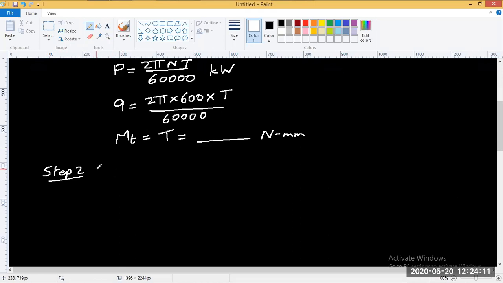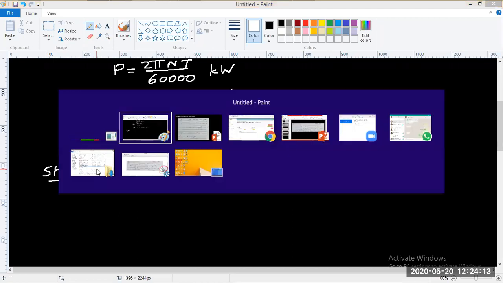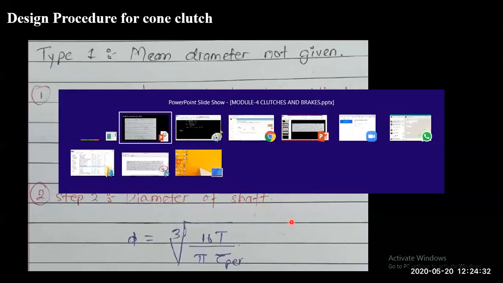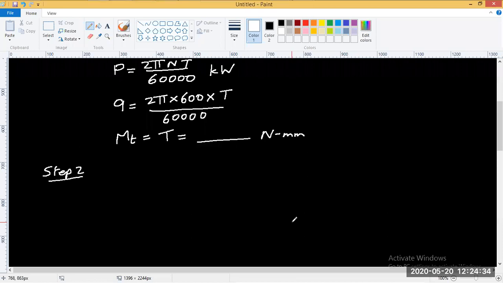Step two is the diameter of shaft. You can see the PPT. At step two, you need to find the diameter of the shaft. If the material for the shaft or the permissible stress for the shaft is not given, then you can skip this step also, as we did in the plate clutches. Right. So step two is the diameter of shaft.